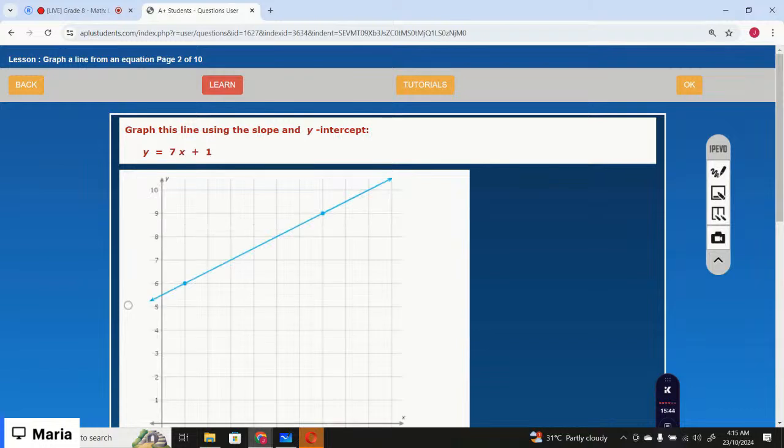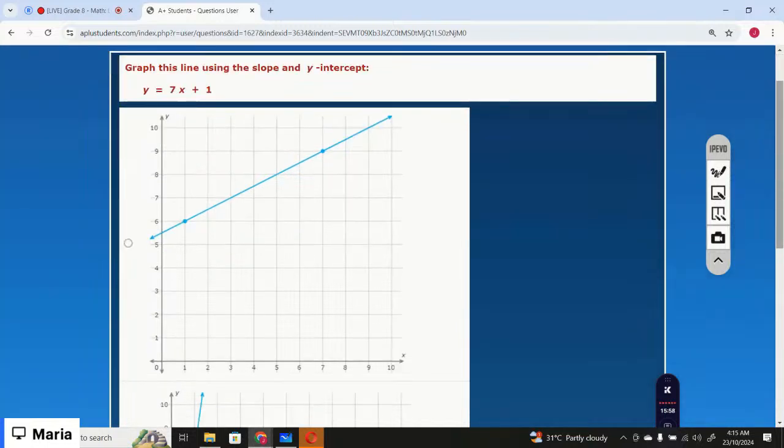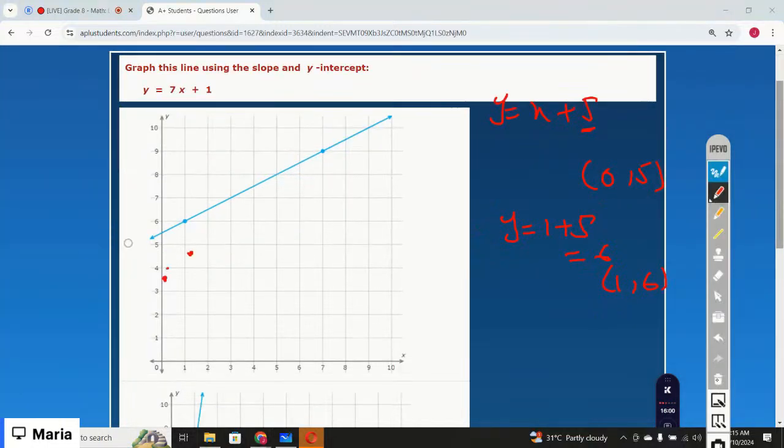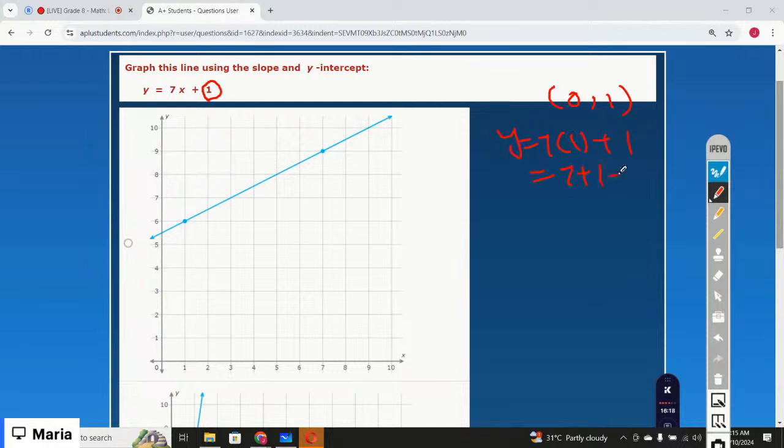Okay, the next one is graph this line using the slope and the y-intercept. That is y equals 7x plus 1. So the b is 1. So x is 0, y is 1. That is the y-intercept, right? And you have to put x equals 1 in the equation. 7 times 1 plus 1. 7 times 1 is 7. 7 plus 1 is 8. So x is 1, y is 8.